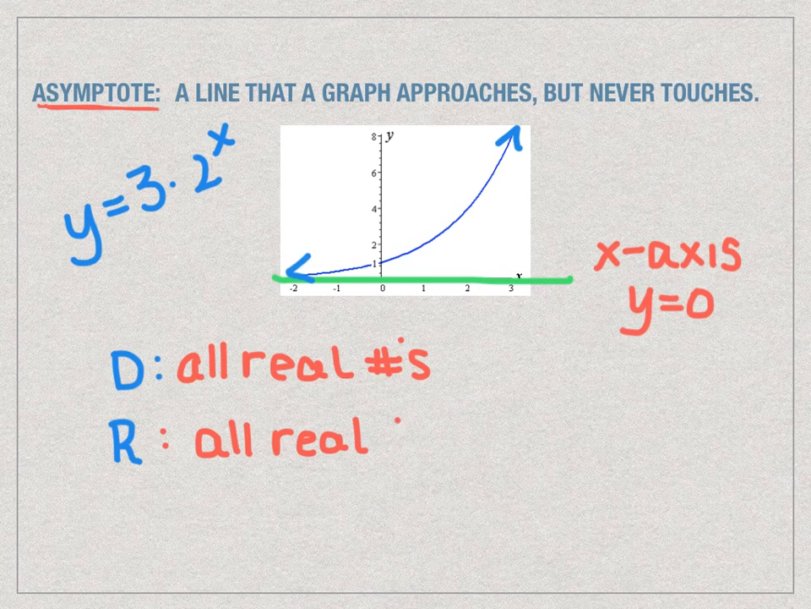And notice I didn't say greater than or equal to 0. I just said greater than, because our graph doesn't actually touch 0. Y equals 0 is our asymptote, which means the graph never actually touches it. Okay, so this question about domain and range, the answer is exactly the same for every one of these graphs.